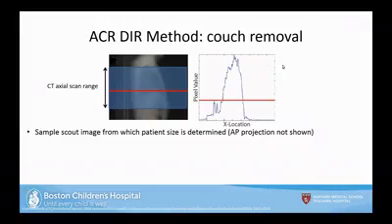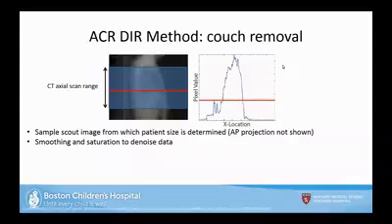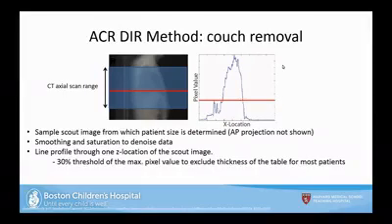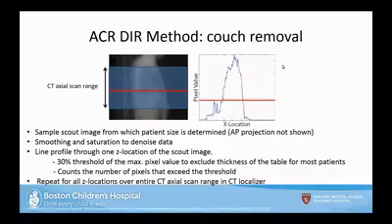So basically you take a sample scout, this is a sample scout in the AP, and this is how we extract the AP dimension. We apply a smoothing and saturation filter to denoise the data, and then we take a line profile through the location of the scout image, and then we apply a 30% threshold. We just want to exclude the couch from the image. We don't want to factor that into the patient size. Then we count the number of pixels that exceed that threshold, and we repeat that for all Z locations along the CT localizer. So we can get information on the Z location so that we can exclude this part here, and we only want to use the same range as the CT axial scan.